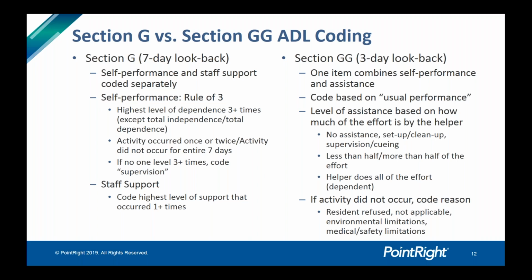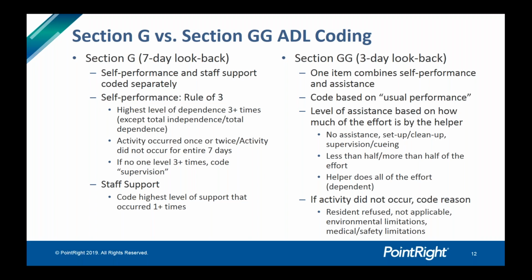Now let's take a look at the basics of how Section G is coded versus Section GG, because yes, we have been coding Section GG for a while now. We should be used to it, but I think it's worthwhile to look at the differences between the two, because they really have different perspectives. So Section G, we're looking at a 7-day look back, including the ARD as the last day. And we are coding the resident self-performance in one column and staff support coded in the second column.